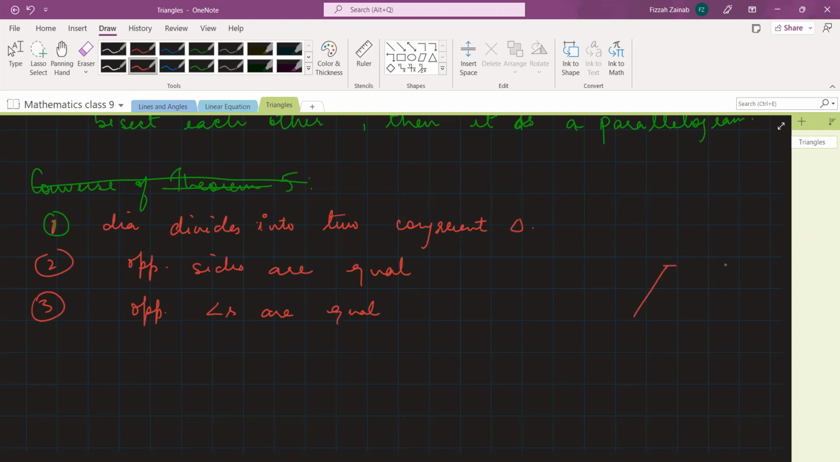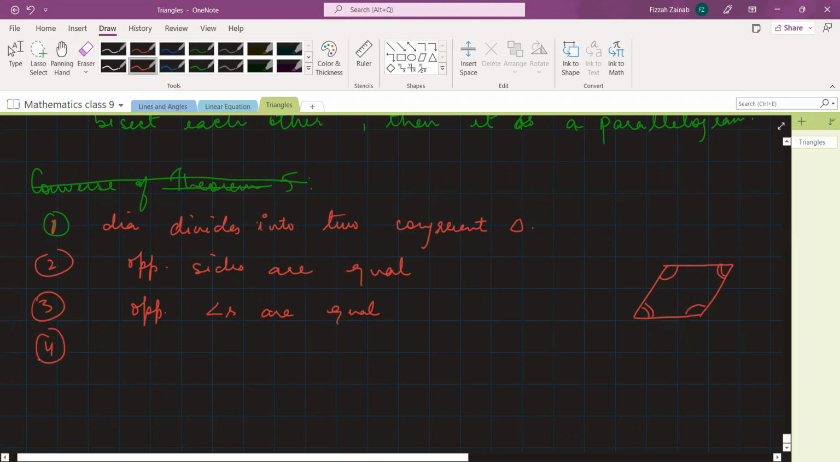For example, if I take a rhombus, so opposite sides are equal in length. Opposite angles are also equal. So that means this angle is same as this angle, right? This angle will be same as this angle, right? Yes, ma'am. Okay.